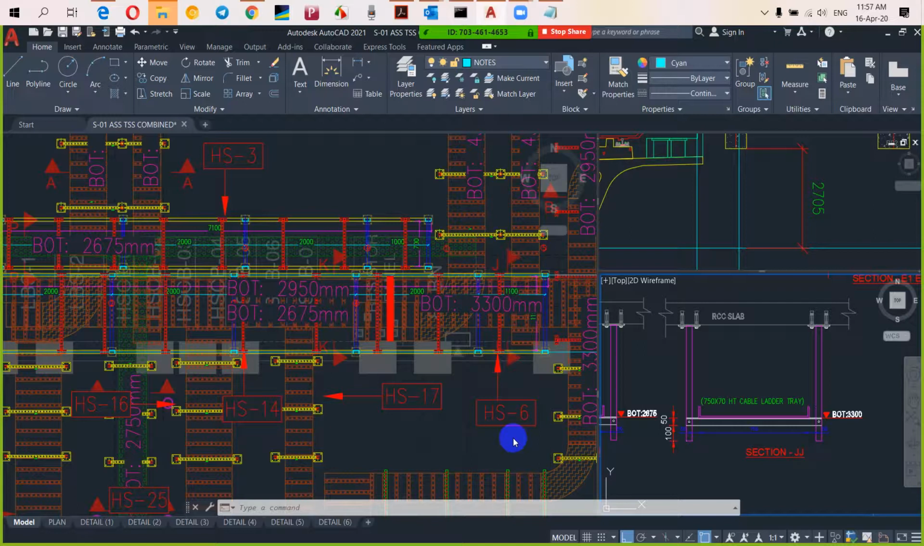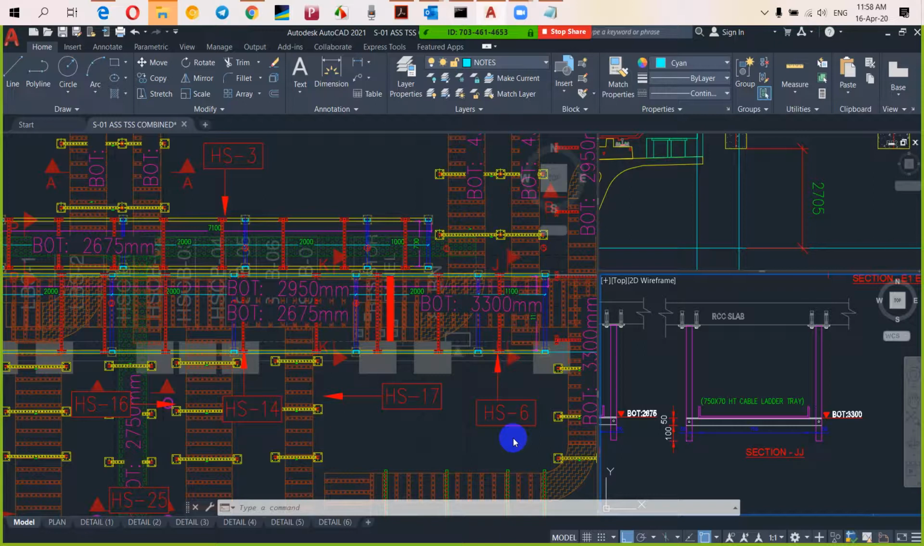Our input drawing is getting opened. Just to hold for 1 minute. Sure. Because we want to check why we have given 3300. Different heights, huh? It should be like either 2675 or it should be 2900. Exactly. It should be like that.